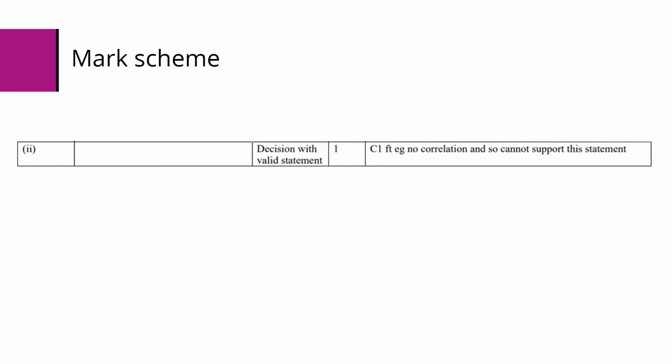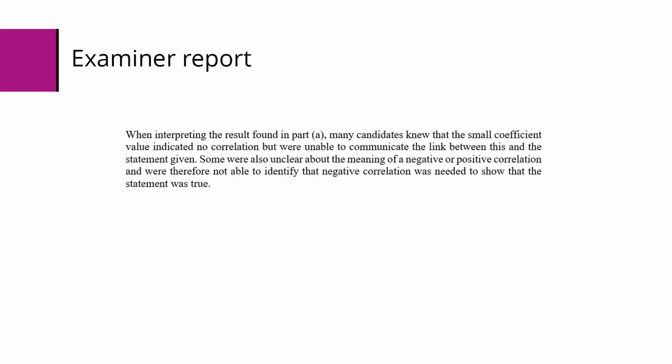And the mark scheme for that is fairly straightforward. They need to make a decision, so yes or no, and a statement that supports it based on the correlation coefficient. Well, we've got no correlation, so it's difficult to justify there being a correlation there. And the examiner report for this one says that some students weren't really sure how to relate the coefficient to the context. So quite a few students were happy with, like, it's close to zero, so no correlation, but then couldn't necessarily articulate how that linked to whether it supported the statement or not. And in this particular case, couldn't necessarily identify that it needed to be negative correlation to show that one.